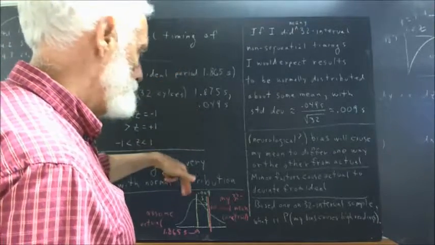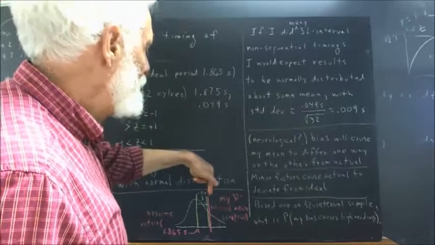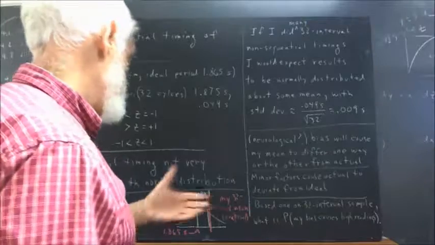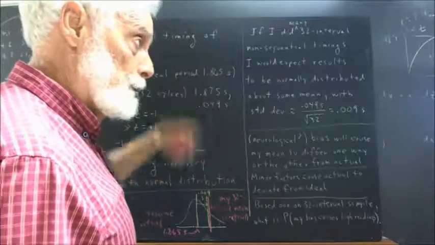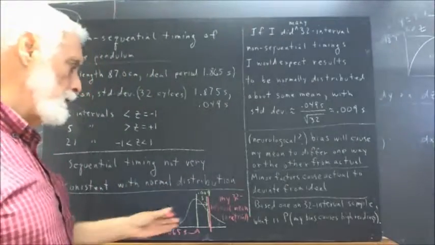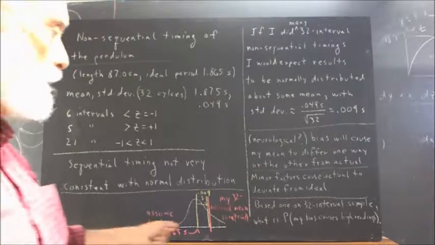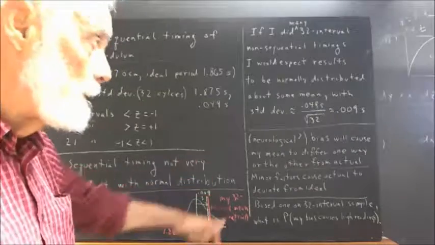Okay, it could be that just by chance I just happen to be a little more than a standard deviation above the mean on that one 32 interval trial, and you would need a lot more 32 interval trials to determine whether that's actually the case. But it does seem more likely than not that I tend to time a little bit high.